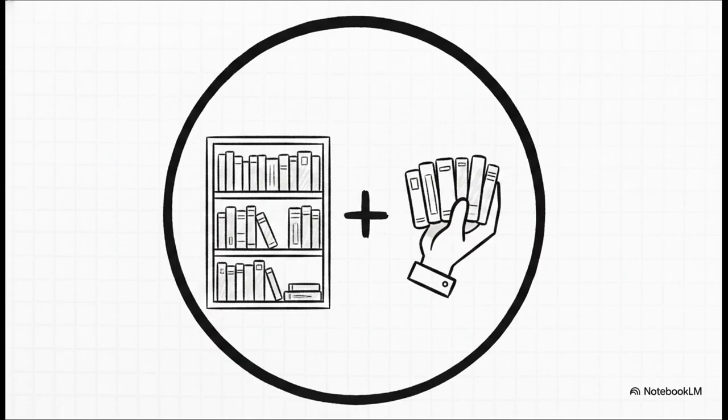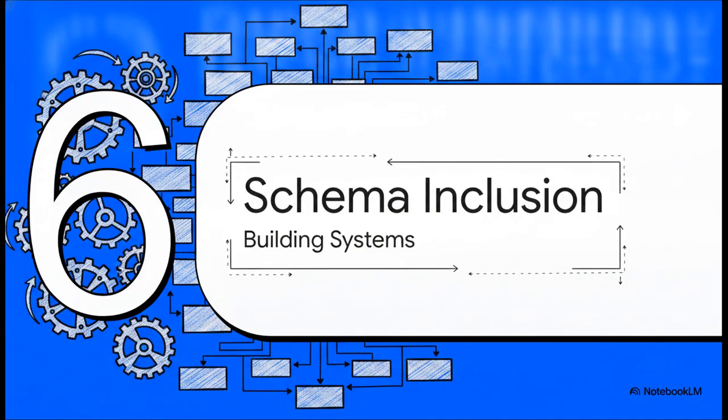Because of these rigid mathematical predicates, our library's inventory can never, ever be inconsistent. A book literally cannot just vanish. The math won't allow it. Section 6. Schema Inclusion. Building massive systems incrementally.